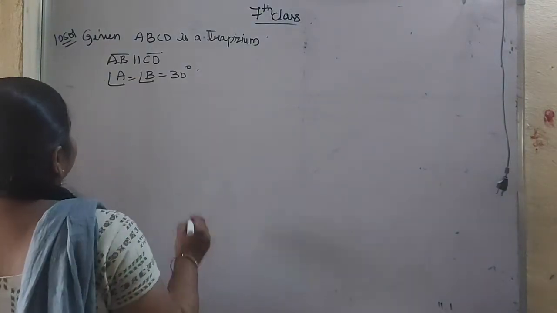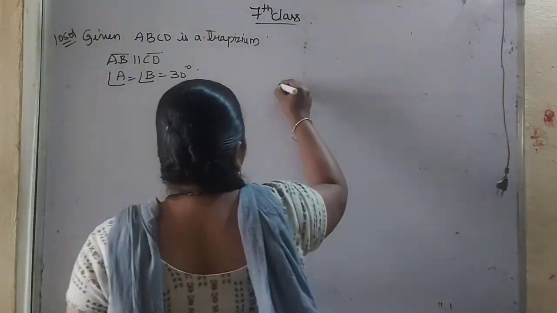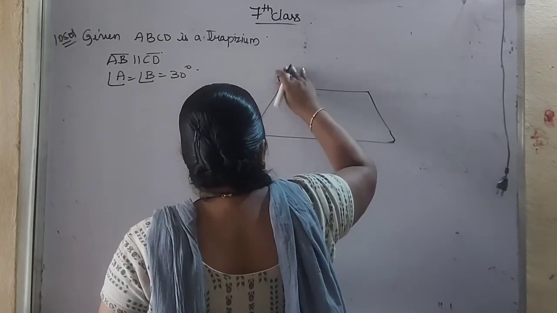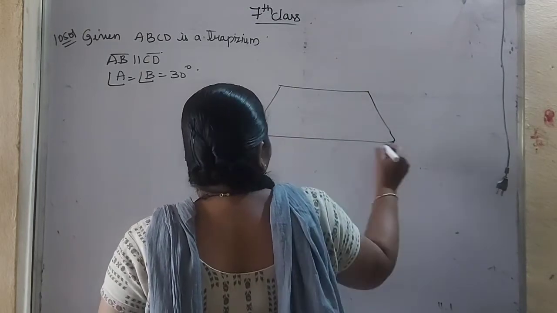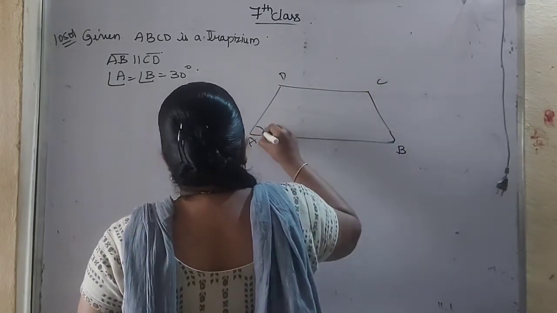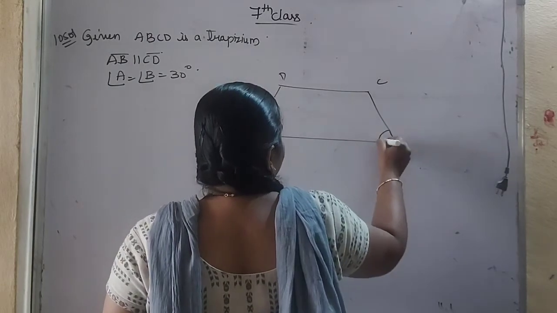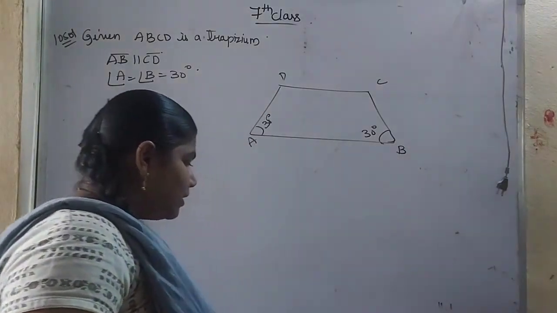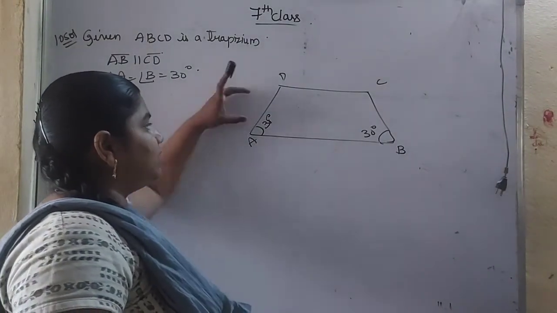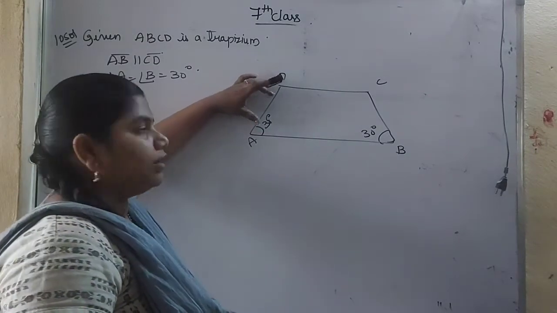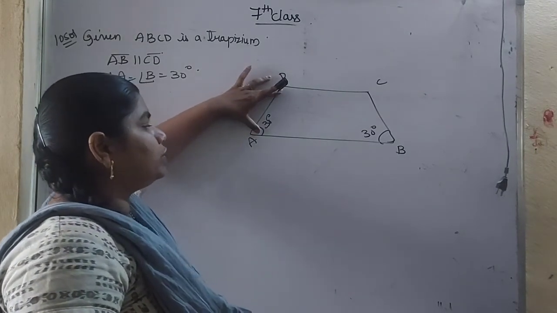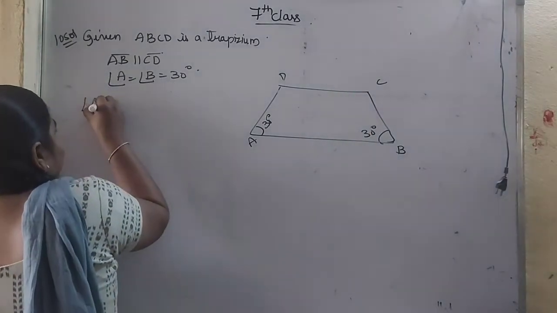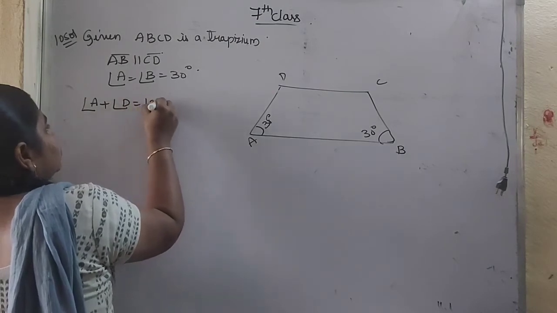Okay, so here we have written the given terms. So I am drawing one trapezium. This is a trapezium, A, B, C, D. So angle A they have given as 30 and angle B also as 30. Now we have to find the other angles. Already we know that the sum of two adjacent angles should be equal to 180 degrees. So these two if you add will be equal to 180, and these two if you add will be equal to 180. So we can write here angle A plus angle D should be equal to 180.